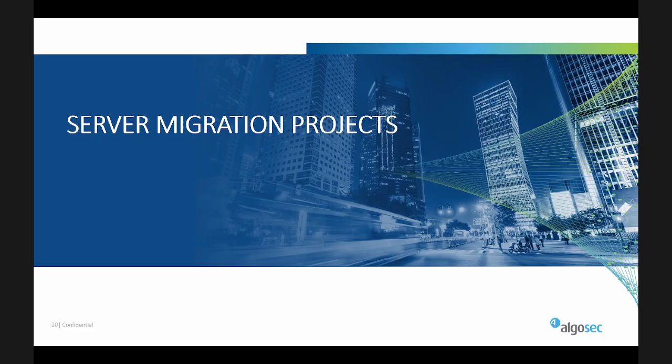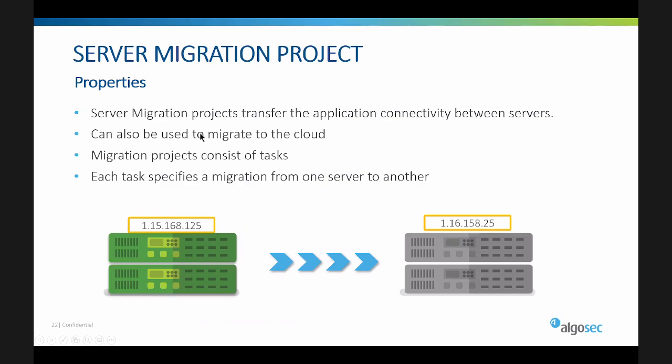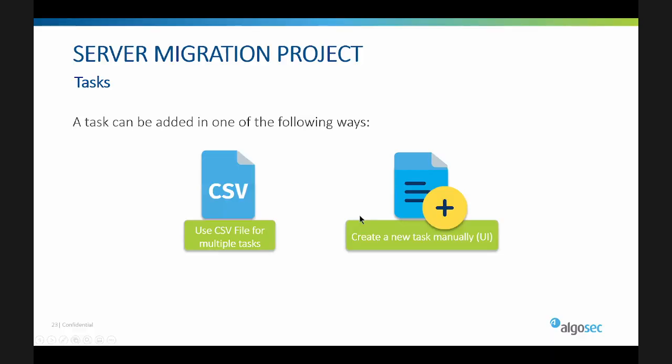What if I actually want to move everything from one server to another, not just one or two applications? Yeah, we can do that as well. Okay, so here I'm going to transfer the application connectivity for all the applications on this machine to here. And again, we'll build up a sequence of tasks, each one specifying a migration for an application from the source to the destination, I guess. You can create the tasks manually in the project UI, or you could actually create a CSV file with a list of tasks and import that and run that through.